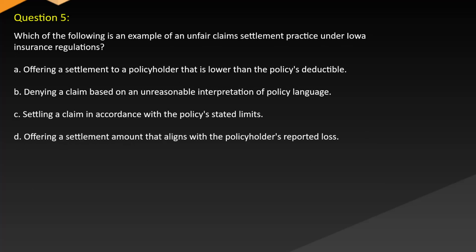Question 5. Which of the following is an example of an unfair claims settlement practice under Iowa insurance regulations? A. Offering a settlement to a policyholder that is lower than the policy's deductible. B. Denying a claim based on an unreasonable interpretation of policy language. C. Settling a claim in accordance with the policy's stated limits. D. Offering a settlement amount that aligns with the policyholder's reported loss.